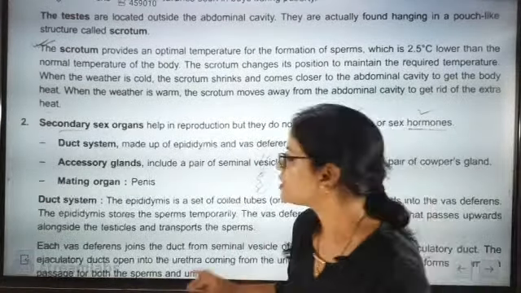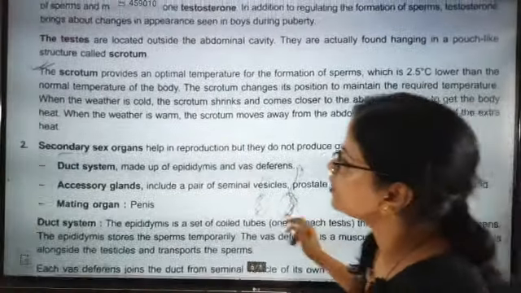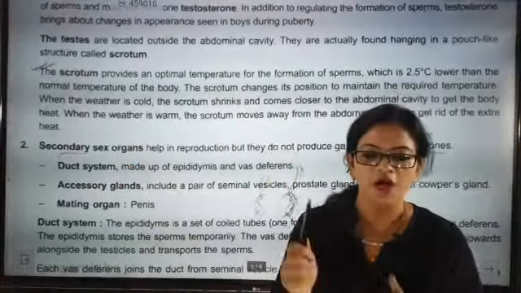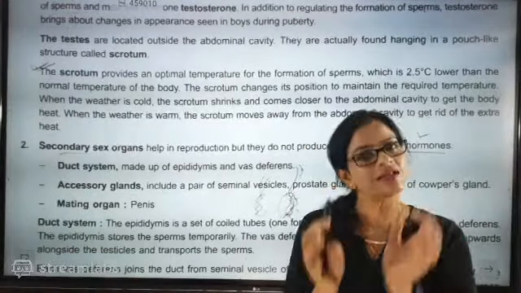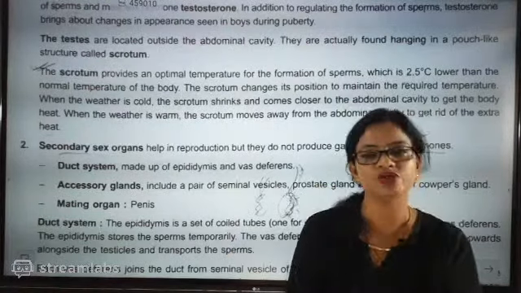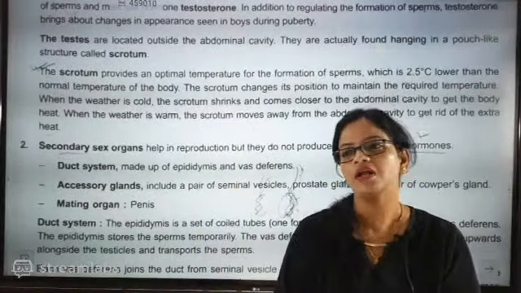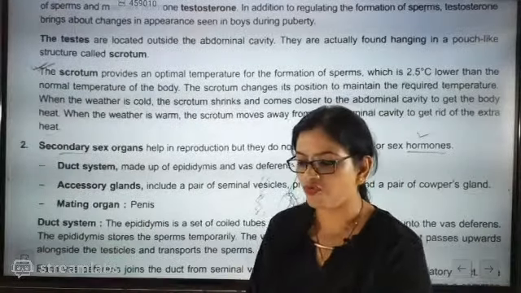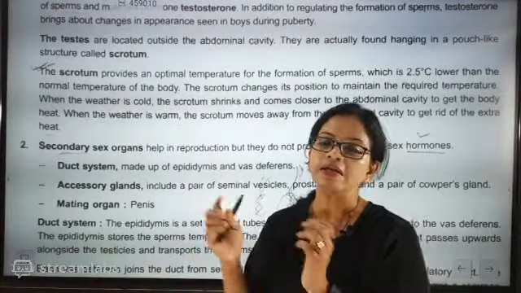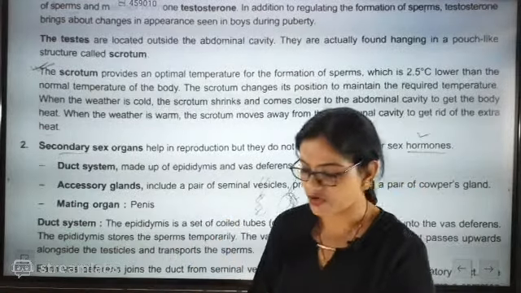Okay. Now the duct system. So now we are going to talk about the secondary sex organs. The first sex organ, the most important one we talked about, is the testis. Testis is responsible for formation of sperms, like in females, ovaries are responsible for formation of ova or egg. In the male, testes are responsible for formation of sperm.